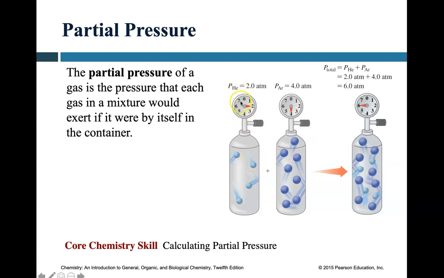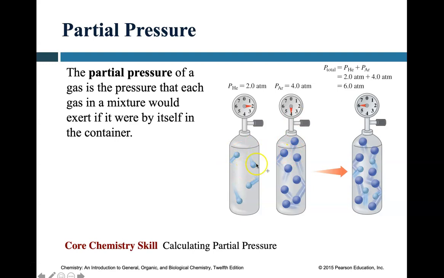So we have helium in tank 1 under 2 atmospheres of pressure. That's the pressure if helium was just by itself. If I emptied that container, then filled it with argon, this time under 4 atmospheres of pressure, there's more argon put in because of the constant volume and constant temperature, right? So the pressure has now gone up. The pressure exerted by helium by itself was 2 atmospheres, and the pressure exerted by argon by itself was 4 atmospheres.